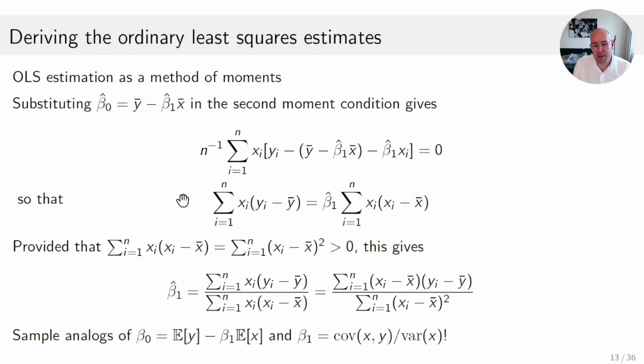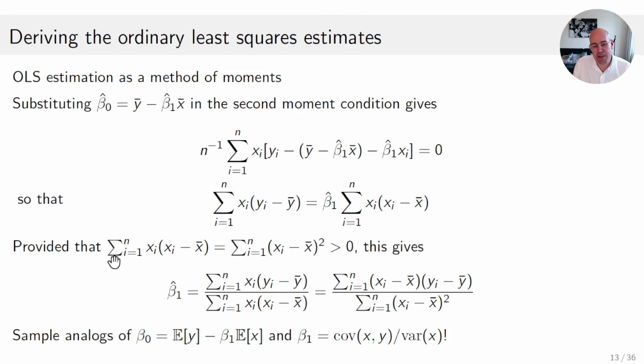So then I have this equation here, and in order to solve for beta 1 hat, all I have to do is divide by this sum here, and I'm allowed to do that when that sum is not equal to 0. So provided that this sum, which can be written as the sum of xi minus x bar squared, is greater than 0, what we get is this result here.